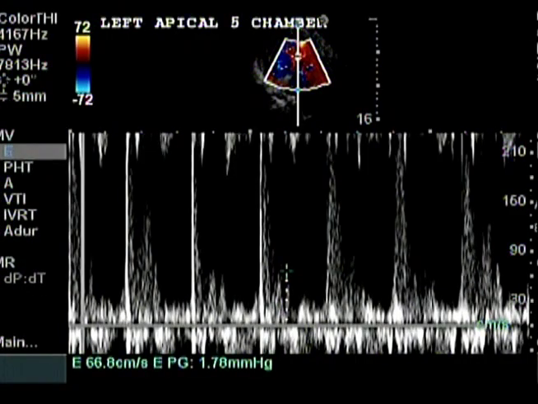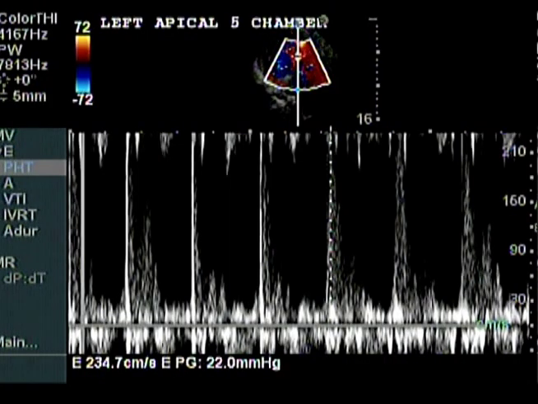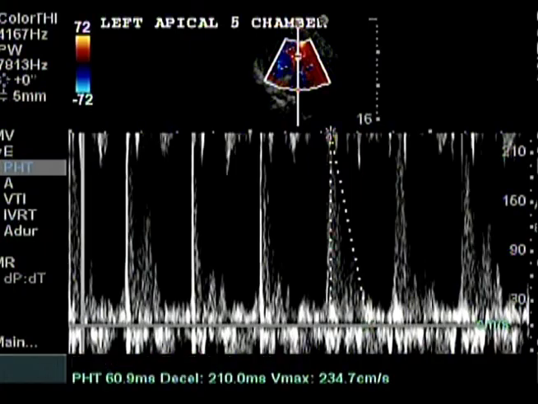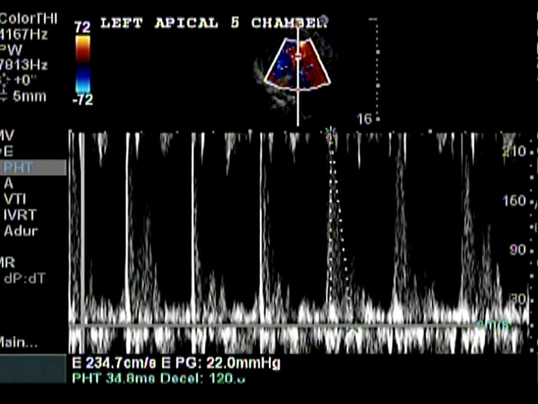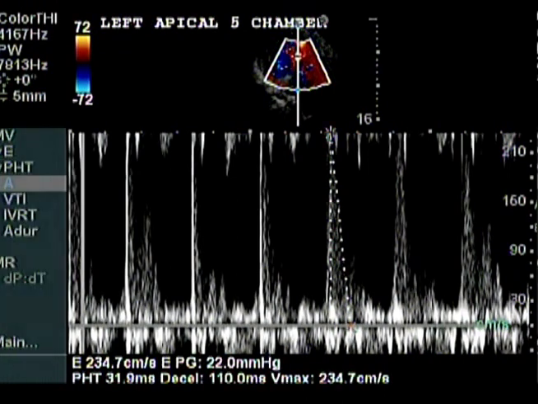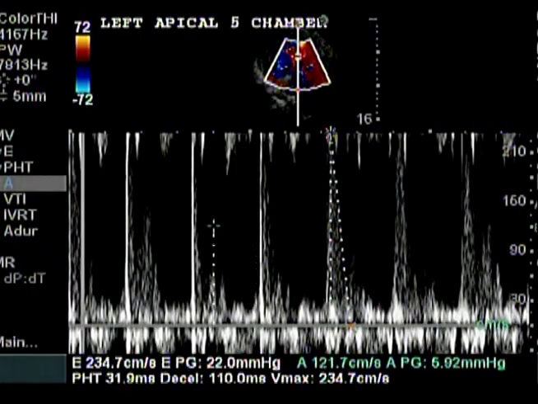This animal is in congestive heart failure and shows severe elevation of mitral E-wave forward flow, but deceleration time is 110 milliseconds. Deceleration time depends heavily on heart rate and will be short with rapid heart rates and some arrhythmias. Deceleration time should not be used alone to stage mitral valve disease.